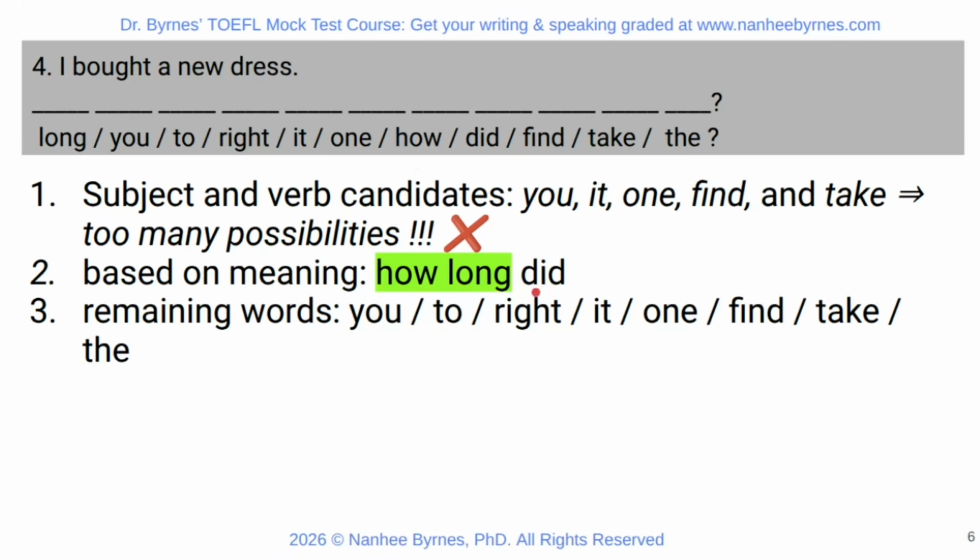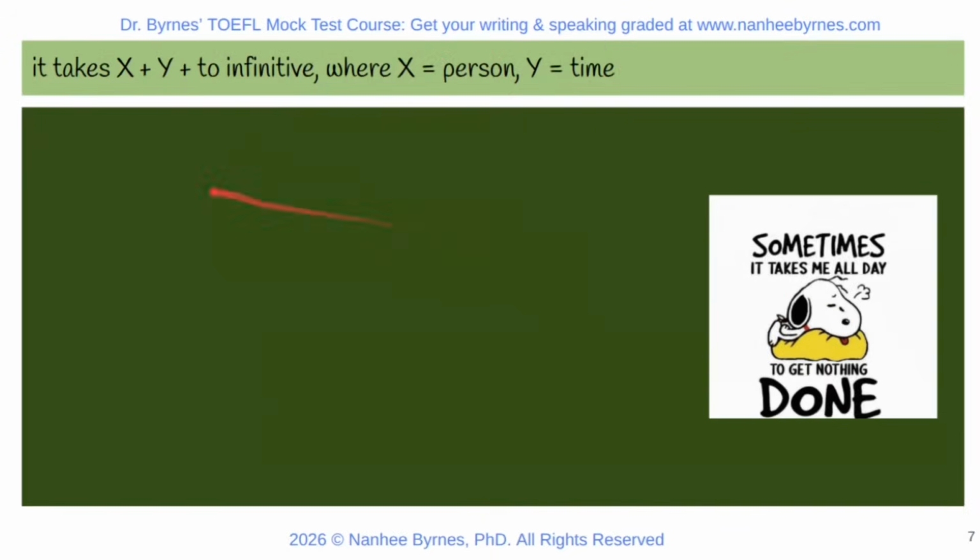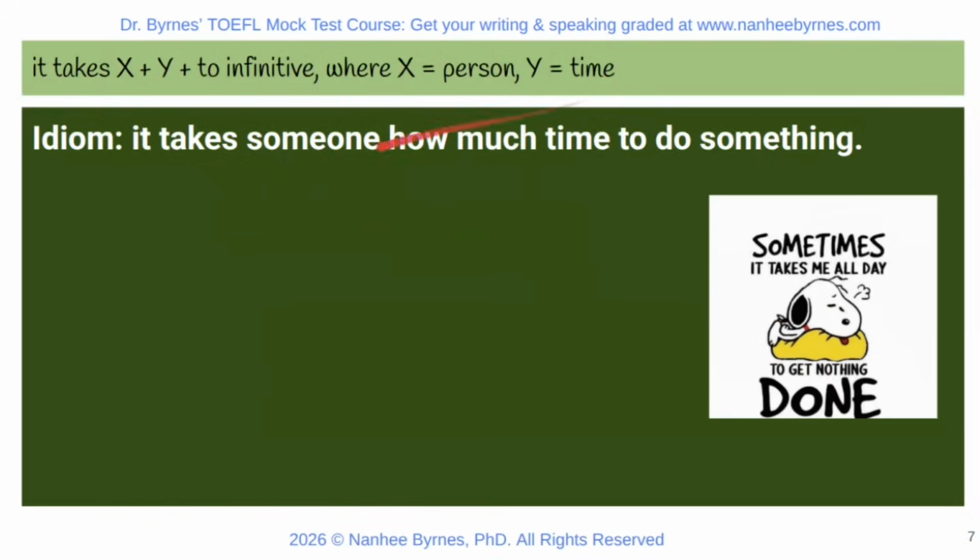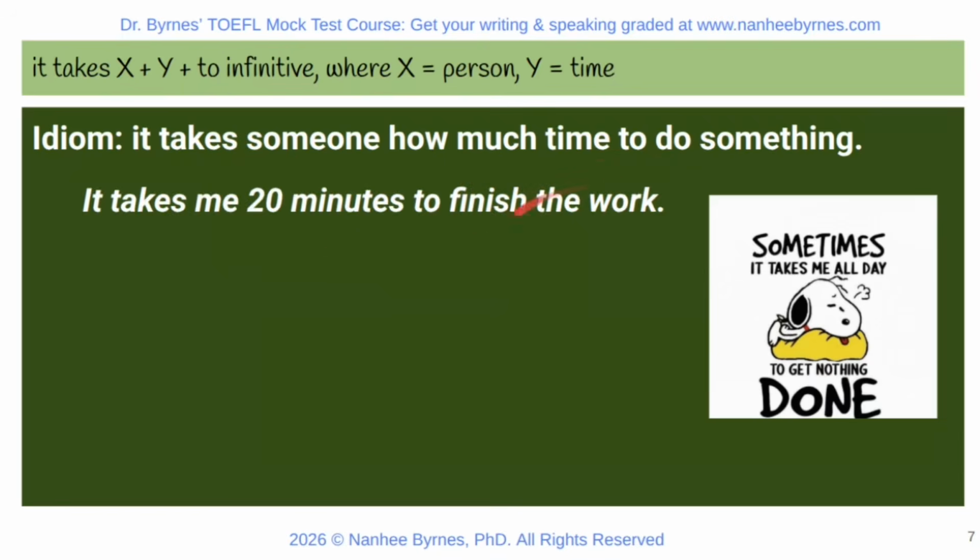Next, you narrow down your candidates. You have two main verbs, take and find. It takes and you find make sense. To combine these two phrases, you need to know this fixed phrase. It takes someone how much time to do something. For example, it takes me 20 minutes to finish the work.